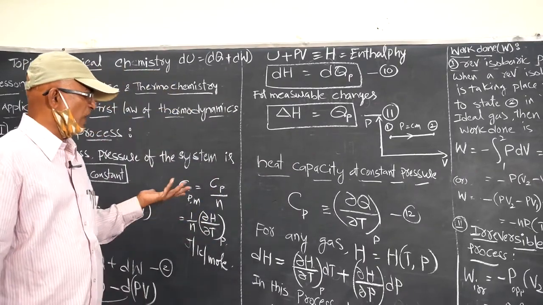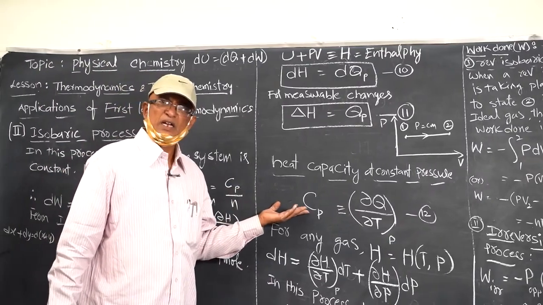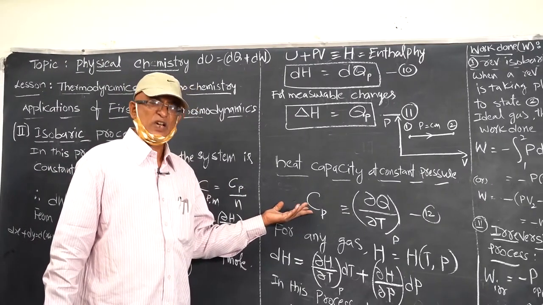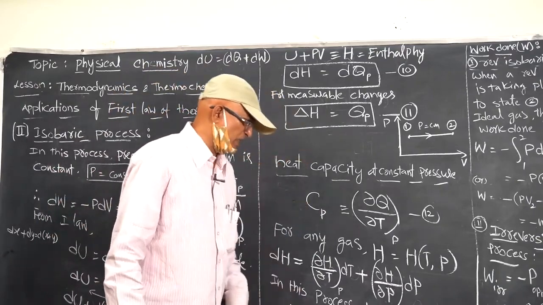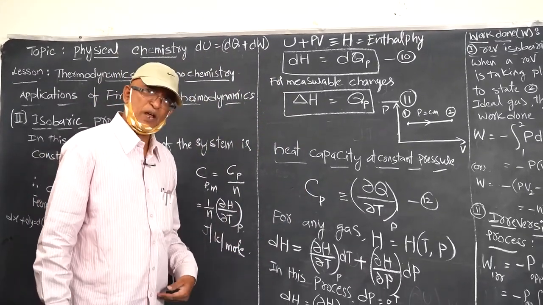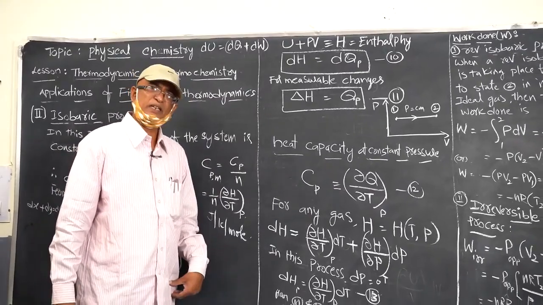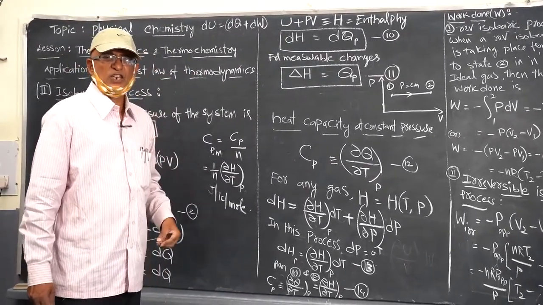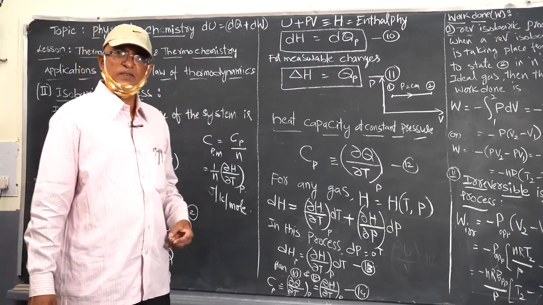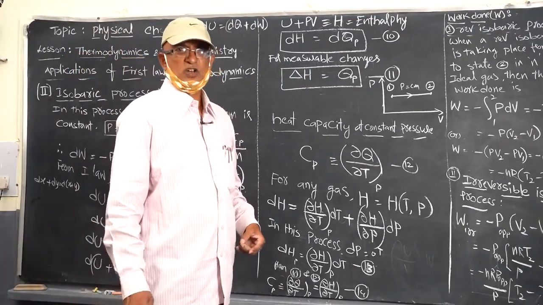Then he can ask you what is the CP formula, according to the application of first law for isobaric process. CP is how much? Dou H by dou T at constant pressure, and he can ask whether it is an extensive property or intensive property. It is an extensive property. Whereas what is the CV formula for the application of first law in isochoric process? CV is equal to dou U by dou T at constant volume.